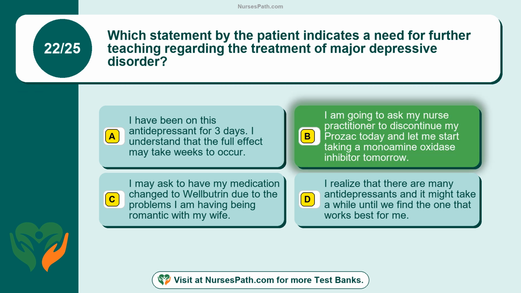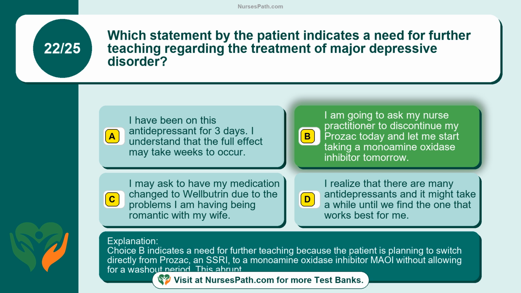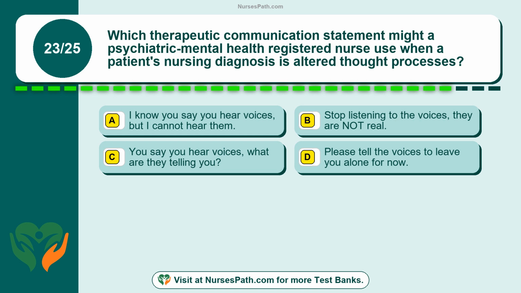I am going to ask my nurse practitioner to discontinue my Prozac today and let me start taking a monoamine oxidase inhibitor tomorrow. Choice B indicates a need for further teaching because the patient is planning to switch directly from Prozac, an SSRI, to a monoamine oxidase inhibitor (MAOI) without allowing for a washout period. This abrupt.